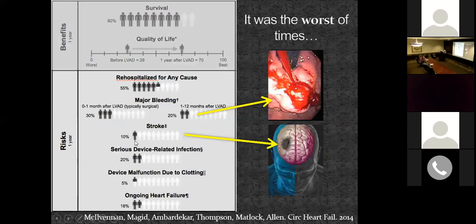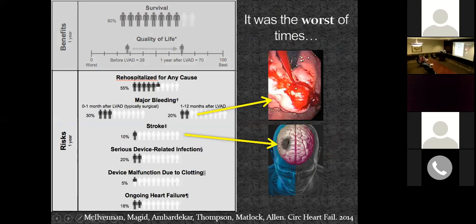1 out of 10 people get a stroke per year. 2 out of 10 have a serious device-related infection. I mentioned there's that drive line that connects the world that's not sterile to the sterile cavity, and those get infected. And there's a lot of work trying to keep those clean. Then the devices can malfunction due to clotting. This is one thing that we may have to change on our decision aid, because with the newer generation devices, they've solved this problem a little bit. The newer devices don't clot as much, but they haven't solved these big ones over here.